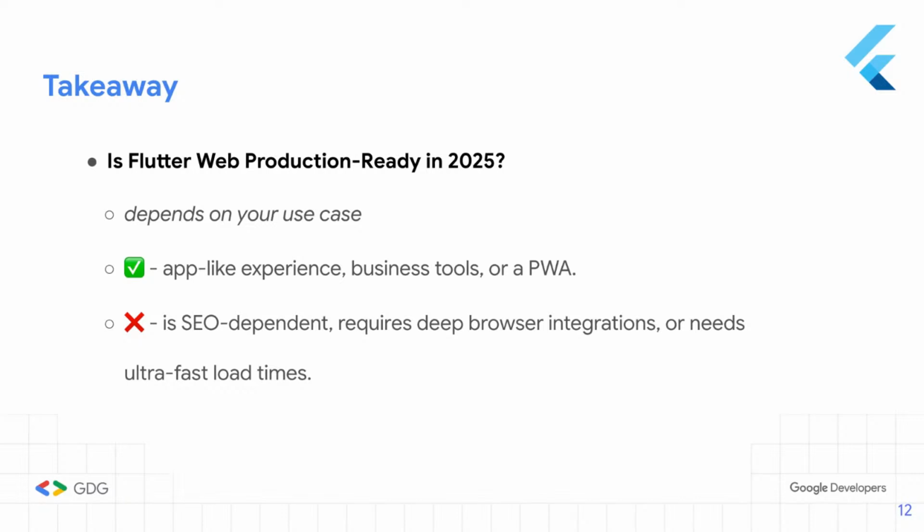So that is the takeaway. It's a yes and a no, which completely depends on your use case. For app-like experiences, business tools, or progressive web apps, we can go ahead with Flutter Web. But if your website is SEO dependent, requires deep browser integrations, or needs ultra fast load times, then Flutter Web may not be an ideal option. Also, if you are trying to build a single page application that requires minimal SEO support, then yes, you can go ahead with Flutter Web. So it completely depends on your use case and how dependent on SEO you are. That was my takeaway on whether Flutter Web is production ready in 2025.